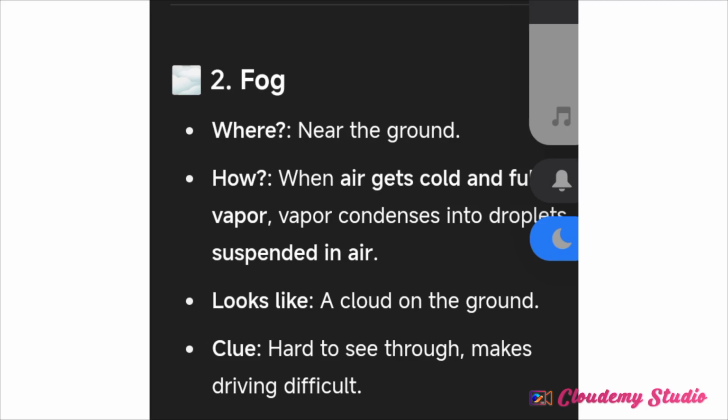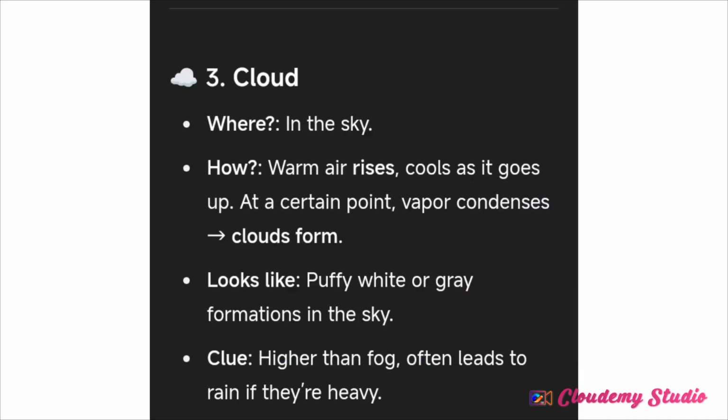Another one we can have is fog. Fog is what we have when the air gets cold and condenses into droplets. It looks like clouds on the ground. When you have this harmattan and stuff like that, it's hard to see through and drive. That's what fog is all about. Then we have cloud. You know what cloud is. Warm air rises, cools as it goes, and vapor condenses and forms clouds.